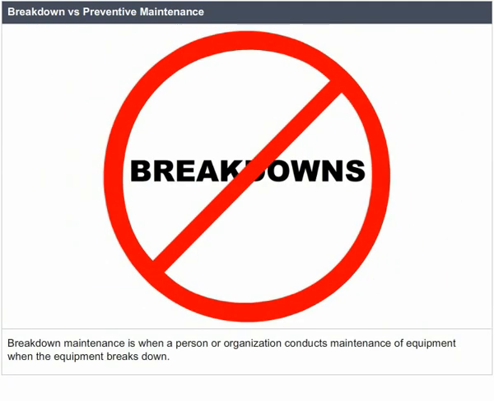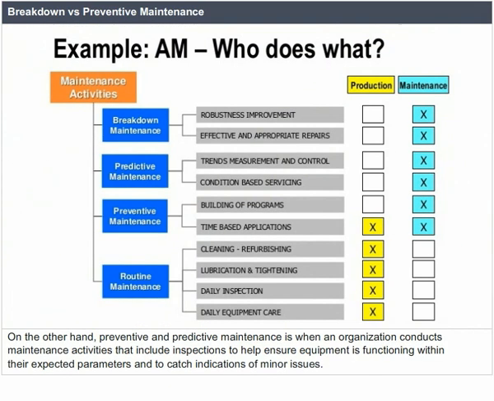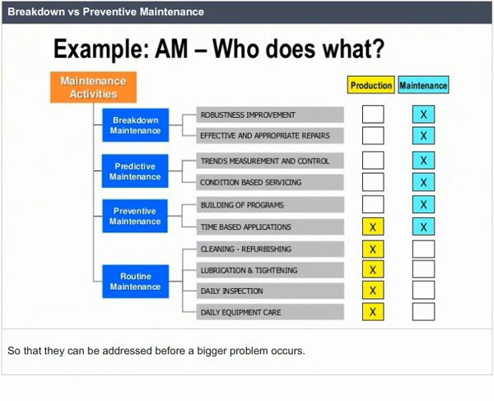Breakdown versus preventive maintenance. Breakdown maintenance is when a person or organization conducts maintenance of equipment when the equipment breaks down. On the other hand, preventive and predictive maintenance is when an organization conducts maintenance activities that include inspections to help ensure equipment is functioning within its expected parameters and to catch indications of minor issues so that they can be addressed before a bigger problem occurs.